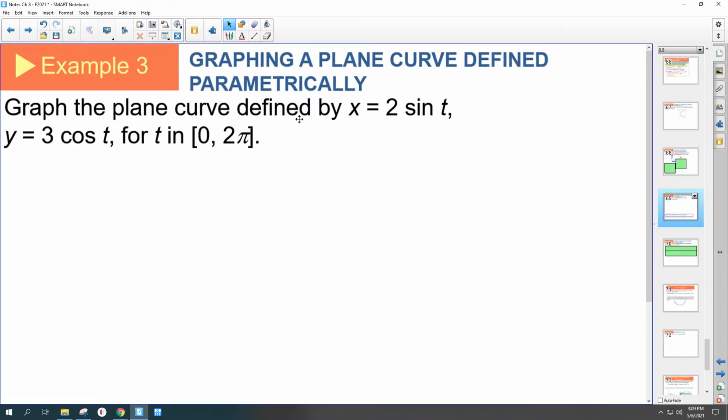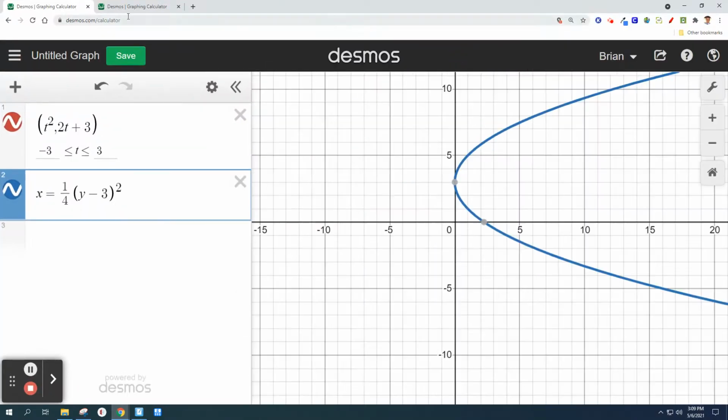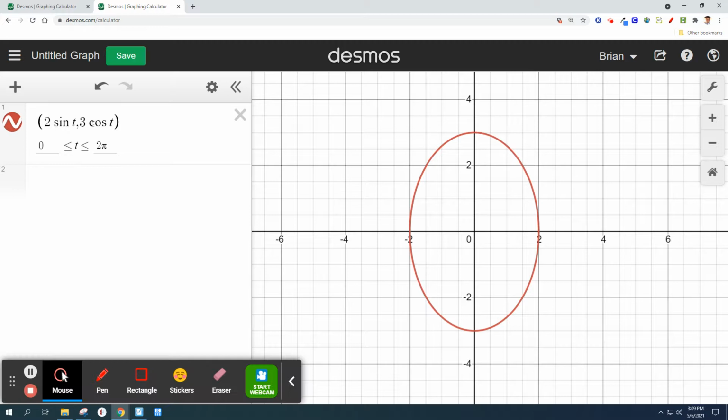Graph the plane curve defined by x equals 2 sine t and y equals 3 cosine t for t in this interval. So again, a parametric equation, we've got an x function, we've got a y function. We just write it in Desmos as an ordered pair. So here was my x, 2 sine t. Here was my y.